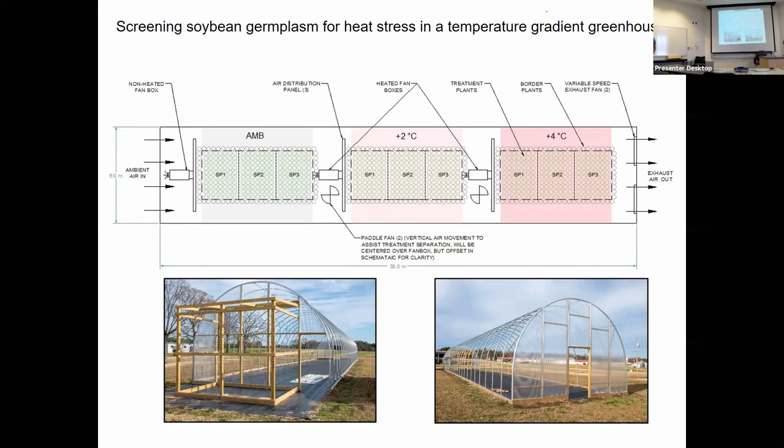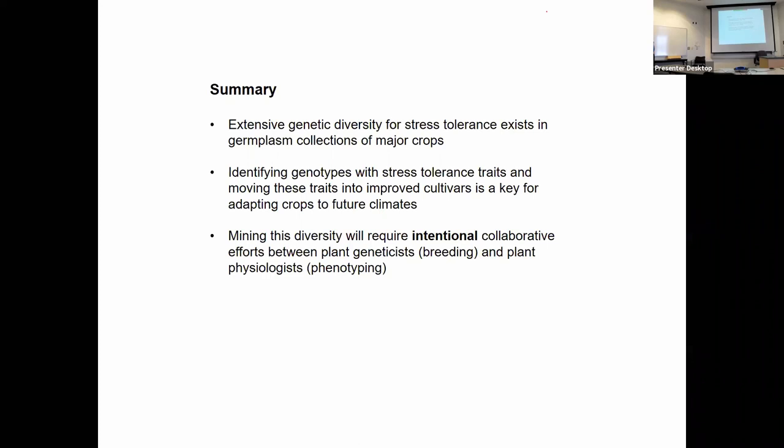So, summary. One of the points I'd like you to take away is that there really is extensive genetic diversity for tolerance in the germplasm collections. There are tens of thousands of lines in there, and breeders have used, at best, maybe 1% of that. So there's a lot of work that we could do by looking for the sources of these.